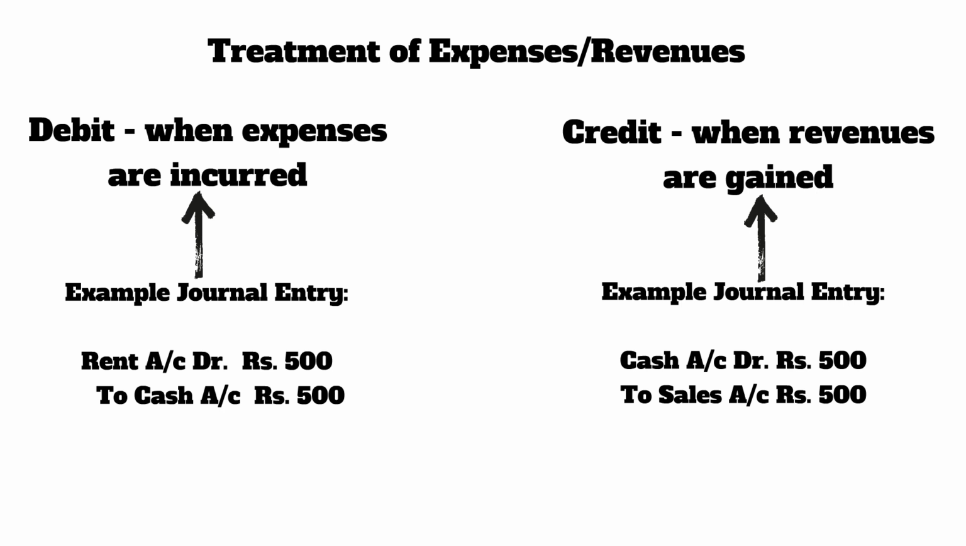You do not have to get confused between this logic, because how do you treat an expense? The opposite you're going to do for a revenue, which is why vice versa has been mentioned. You debit when expenses are incurred, but you debit when revenues are lost. Whereas you credit when revenues are gained. So you will understand this logic as we solve more problems in the upcoming videos. But so far, this is how you have to understand the nominal account treatment.